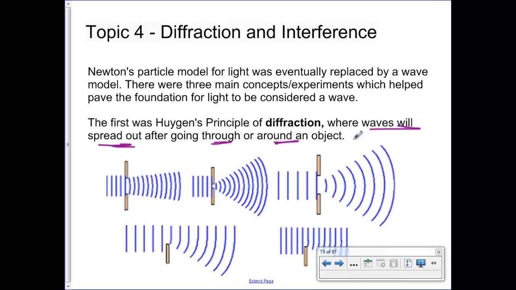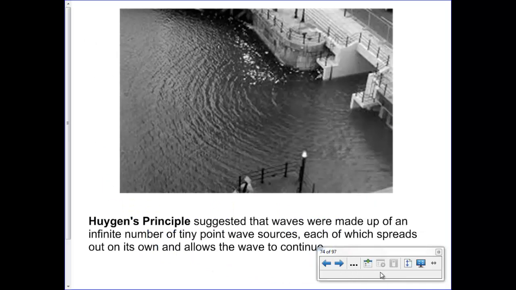Let me show you a picture of diffraction from an everyday life scenario here. So this is some sort of dam or bridge or something along those lines. And water is able to go through just this little narrow slit. And you've probably seen this before. What's happening here is water is now radiating out in a wave front that's kind of curved like this as it's coming out of this little slot. Does that make sense? This is diffraction. The ability to spread out after it goes either through or around an object.